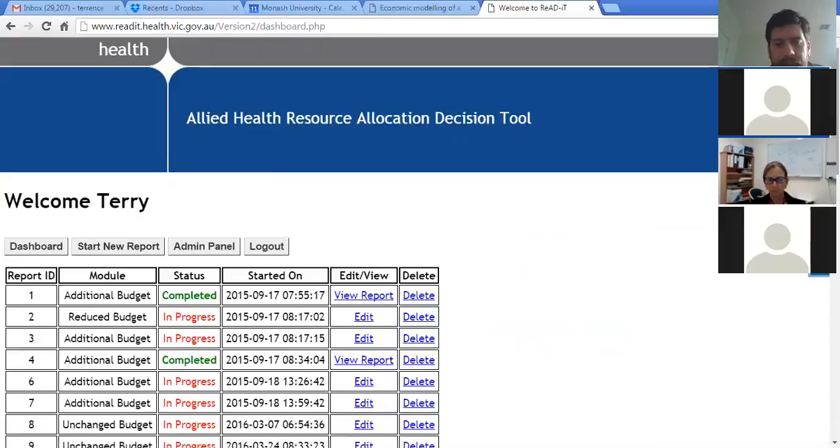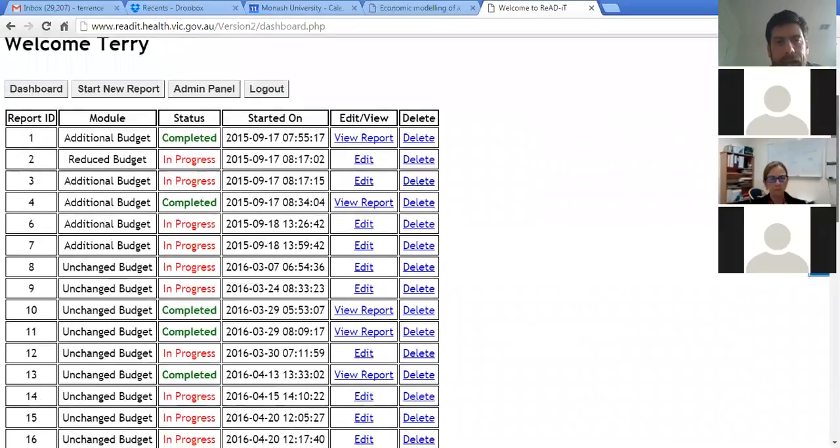Now, for the ones that are in progress, you can go in and edit them, but once a report is complete, all you can do is view the report. So once you click the complete report button, that's it. You can't go back in and modify it.